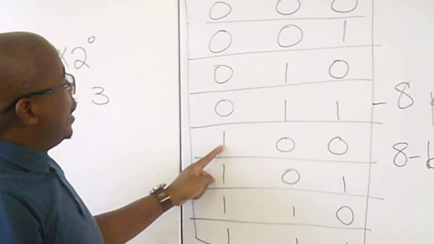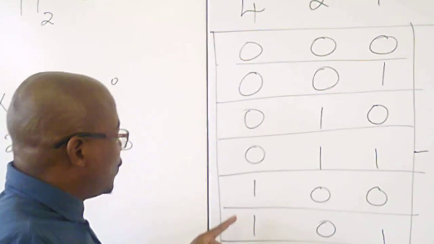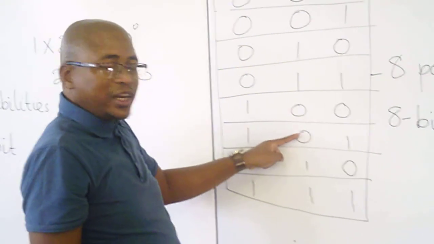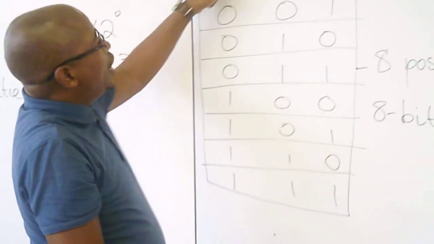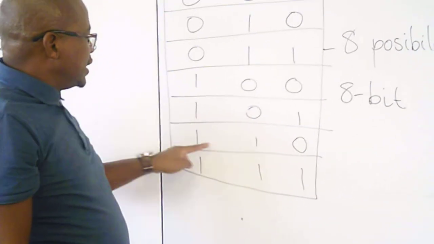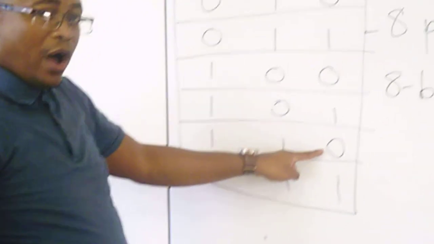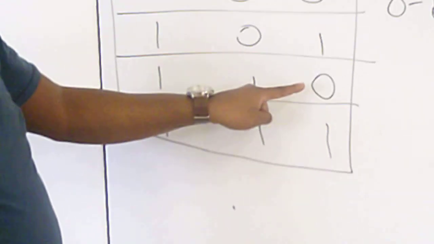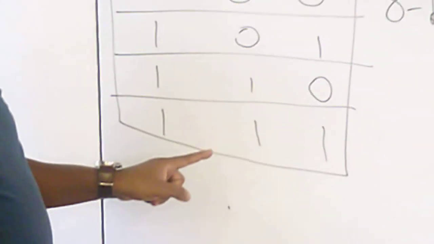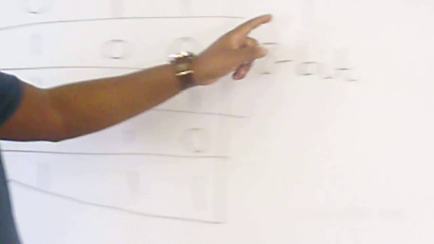I need a 5. In order for me to have a 5, I need 4 and 1. I don't need a 2. A 2, I put a 0 because I don't need it. For 6, I need 4 and 2. I put 1 on 4, 1 on 2 because I need these 2 to have a 6. I don't need a 1. So on 1, I put a 0. To have a 7, I need all of my inputs to be on, which is 1 on 4, 1 on 2, and 1 on 1. And it is an 8-bit, 8 possibilities.